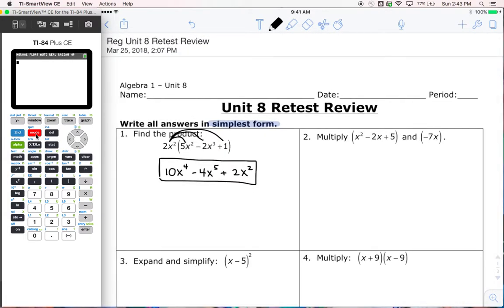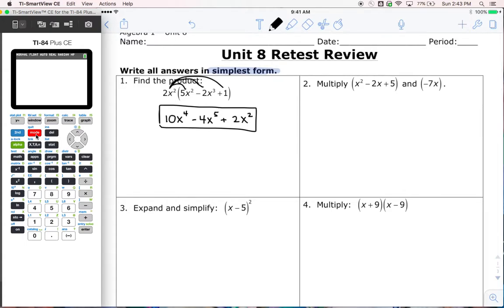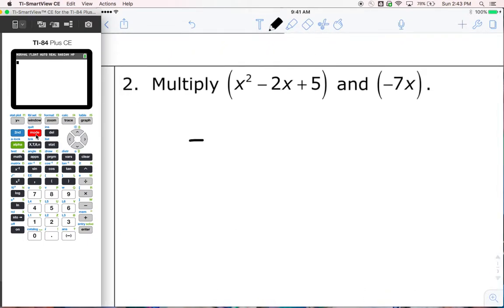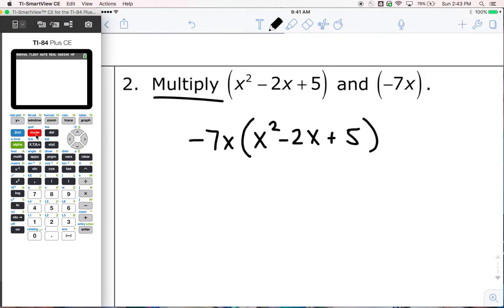Okay, problem 2, here we go. Multiply x squared minus 2x plus 5 and negative 7x. Oh, this is the same exact thing I just did. Only they're giving me a little extra step to set it up. So I'm going to put the negative 7x in the front. I'm going to put it outside x squared minus 2x plus 5. Right, multiply is distribution, so we're going to distribute now.